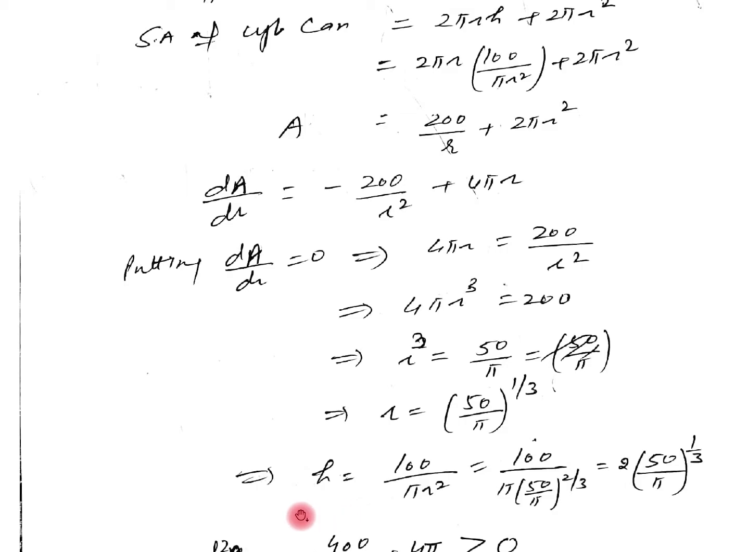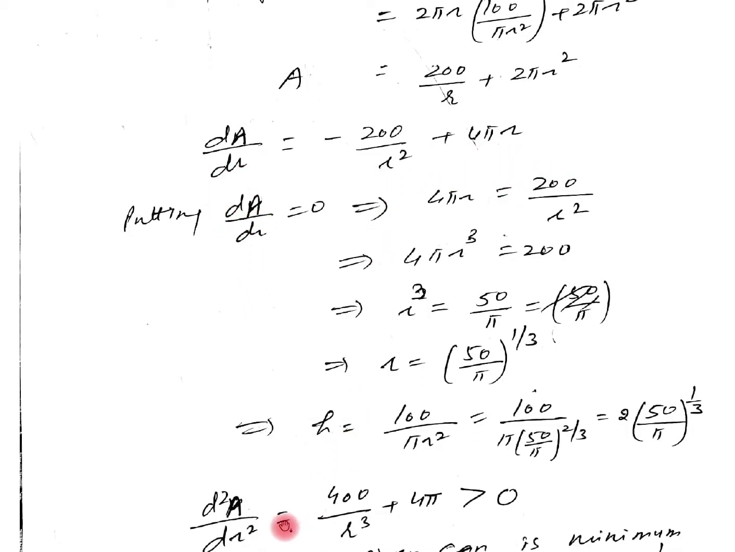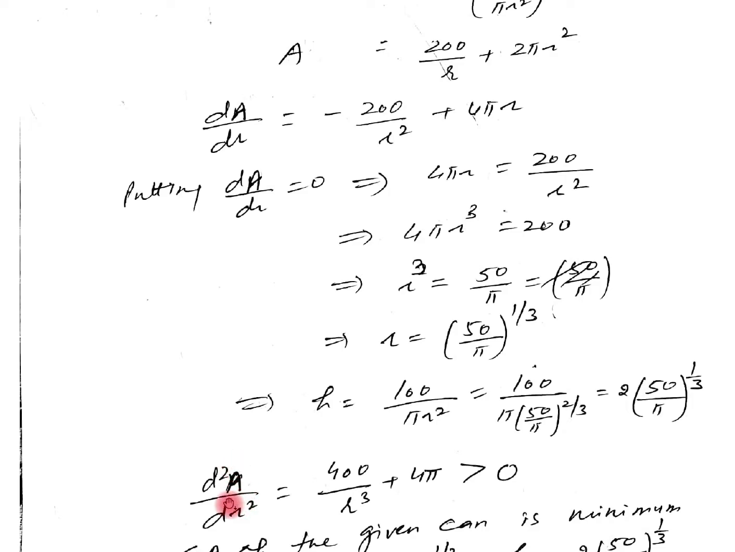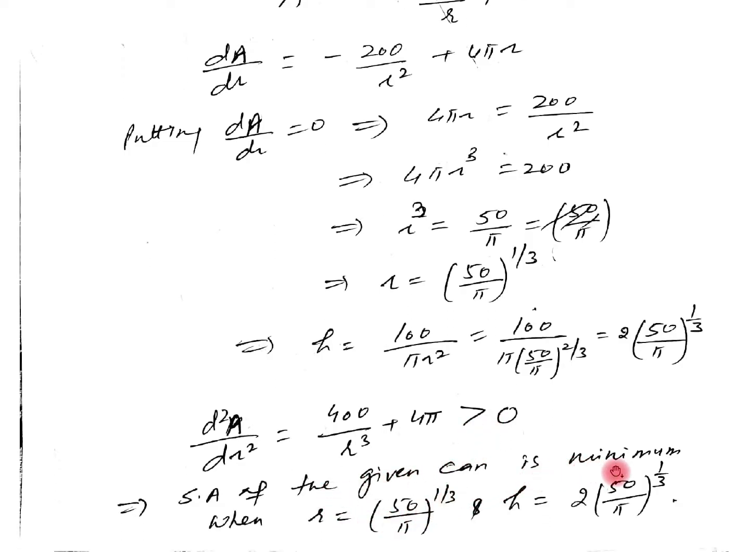Now we have to prove that the surface area is minimum. For that we have to find the second derivative, d2A upon dr square. The second derivative will be minus 200 as it is, times the derivative of r raised to power minus 2, so it becomes 400 upon r cube plus 4 pi. When we put the value of r, this quantity always remains positive. So we can say the surface area of the given can is minimum when r is this and h is this.